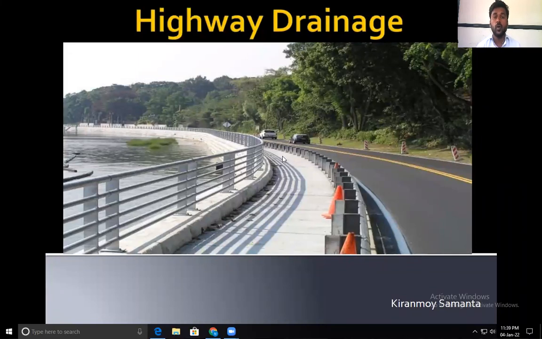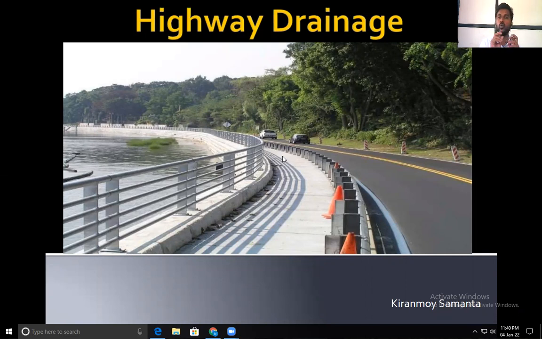Because the main reason for the failures of the highway is the penetration or the presence of water on the highway. When the rain comes and the water is on the road, if it is not properly carried out to the drain, what will happen? That water tries to penetrate into the road. Once the water enters the different courses, the layers of the road, it tries to loosen the bond between the aggregates and the binder, and ultimately it also affects the bearing capacity.